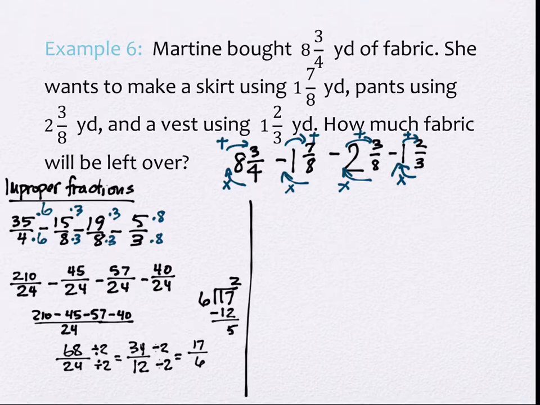So my answer is the value that I divided out. That's the 2. The remainder, which is a 5, over the divisor, which is a 6. And we are working with a problem that has context, so we need units on the problem, which are yards. So I will have 2 5/6 of a yard left over.